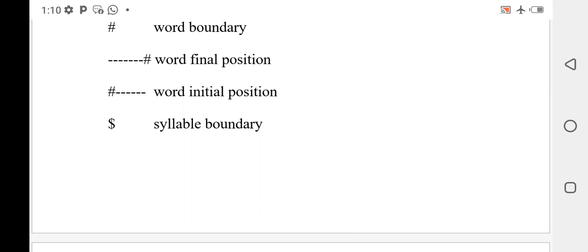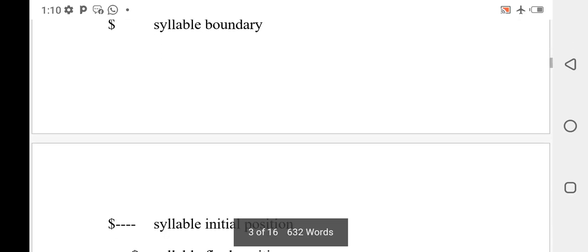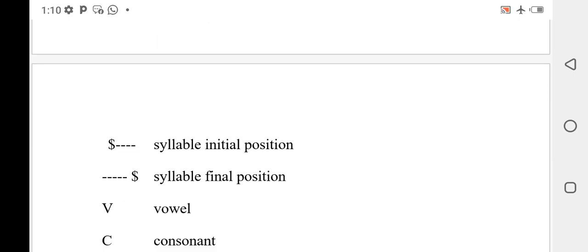Now this $ sign is the syllable boundary. Okay, it is the syllable boundary. That is the $ sign. Now when we have the syllable boundary followed by dashes, that means that is the beginning of the syllable followed by other phonemes. So it is the syllable initial position. Now when there are dashes before the syllable boundary, that means something has come before it. So the syllable boundary is the end of the syllable. So that means it is the syllable final position.